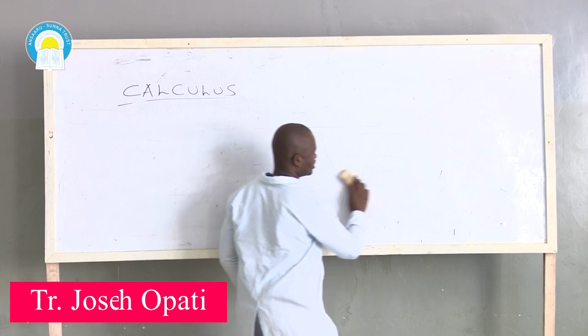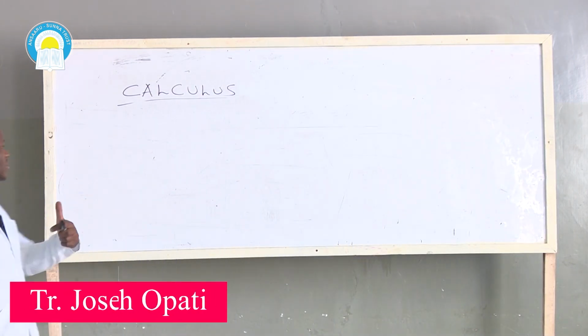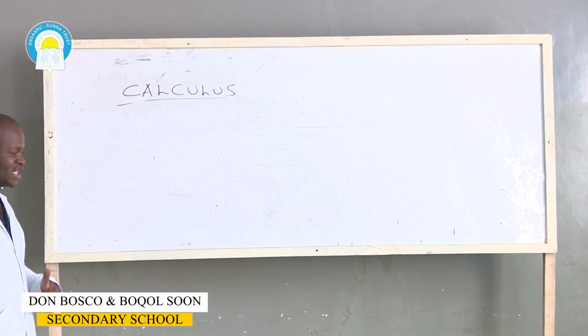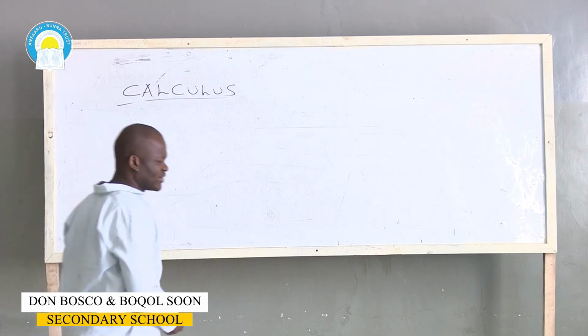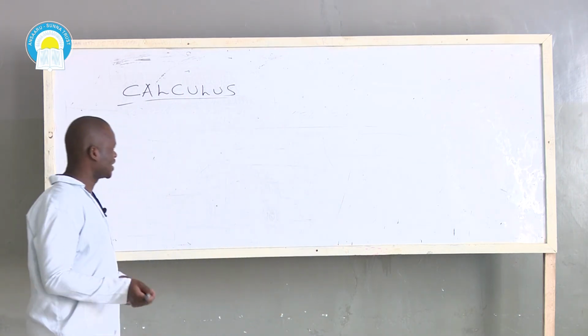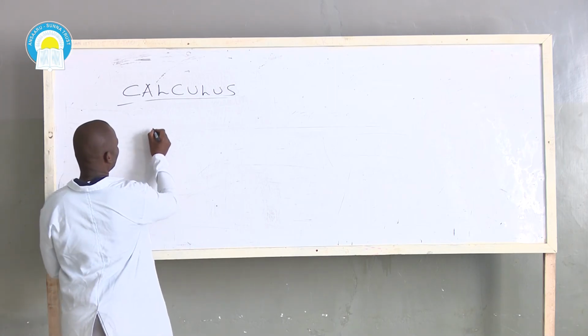Now remember, we've not begun our calculus. We're still doing the recap of the Form 2 topic, gradient and equation of a straight line. So in regard to what I've just mentioned, we want to see a question which can come now from that particular area. Now look at this question.